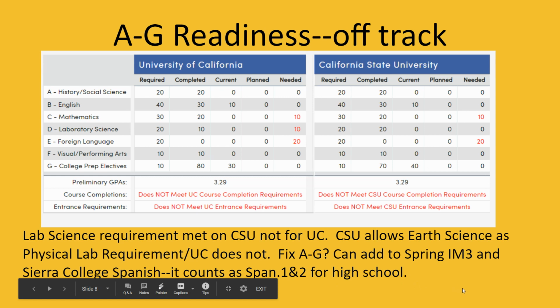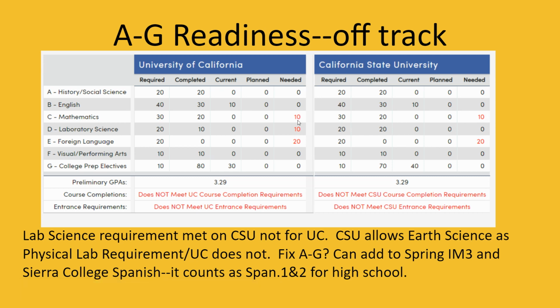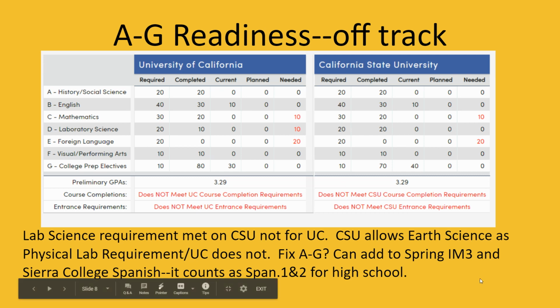This is an example of a student who's off track by multiple classes. For example, with this math class, which is missing on both sides, it's most likely the Integrated 3. The world language, this student has not taken either Spanish 1 and 2 or French 1 and 2, which is what we offer here. And then the student has met the requirement here in the lab science for the CSU, but not for the UC. In our program at Placer High, that usually indicates that they are missing earth science. Earth science does count for a CSU, but it does not count for a UC.